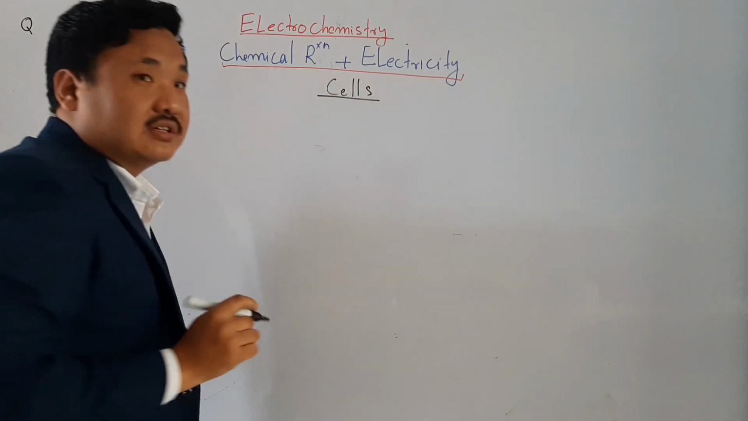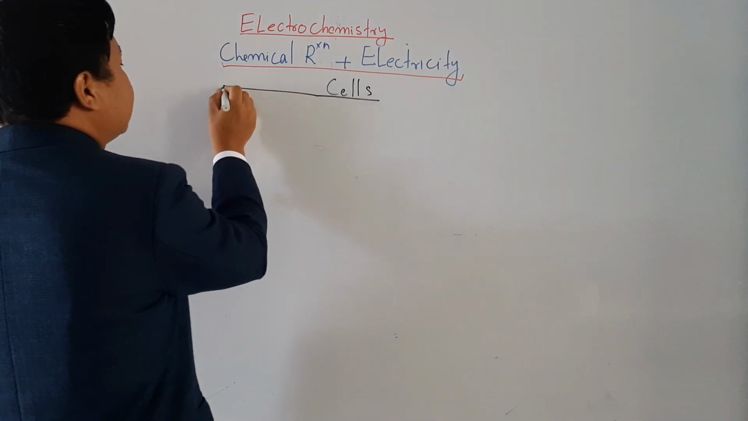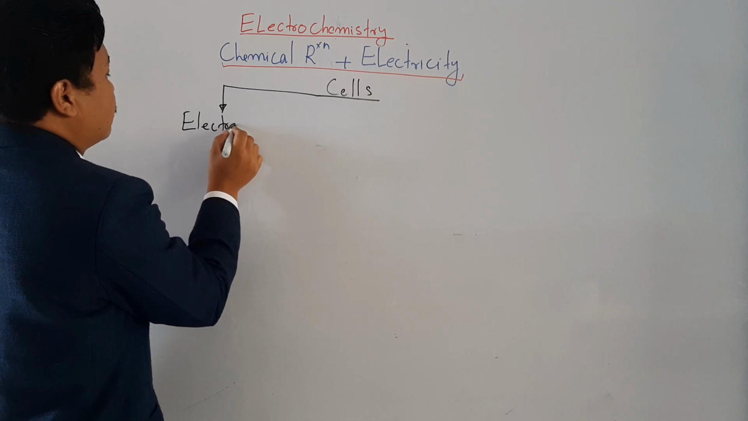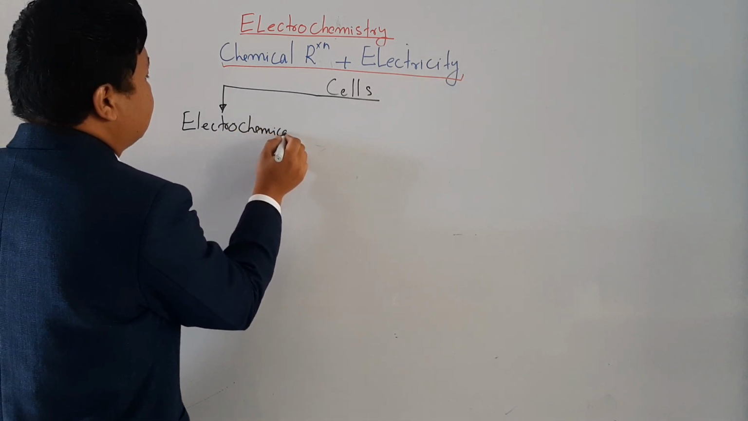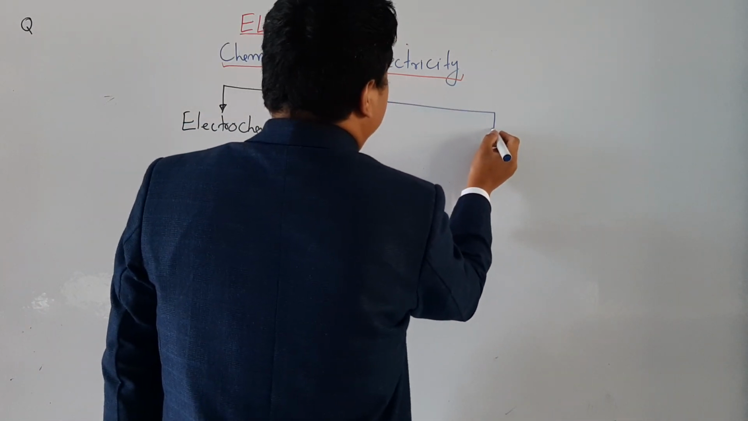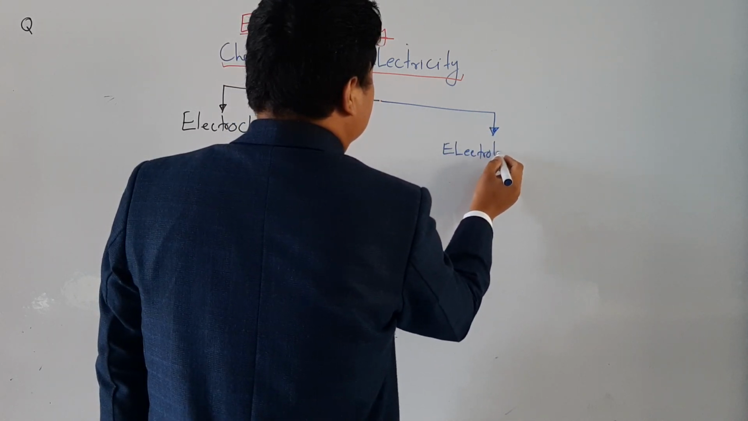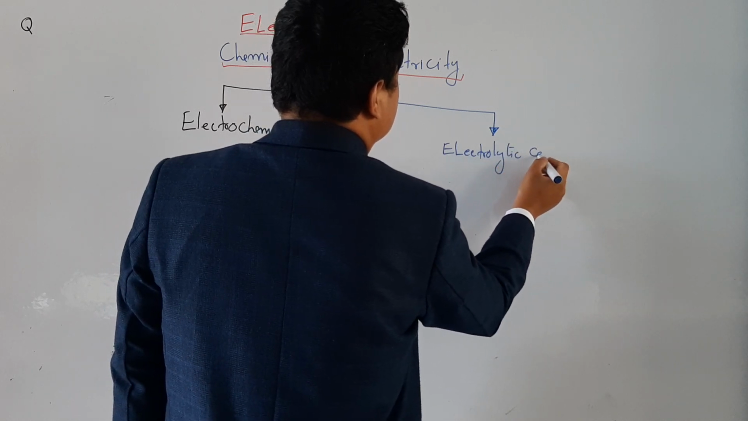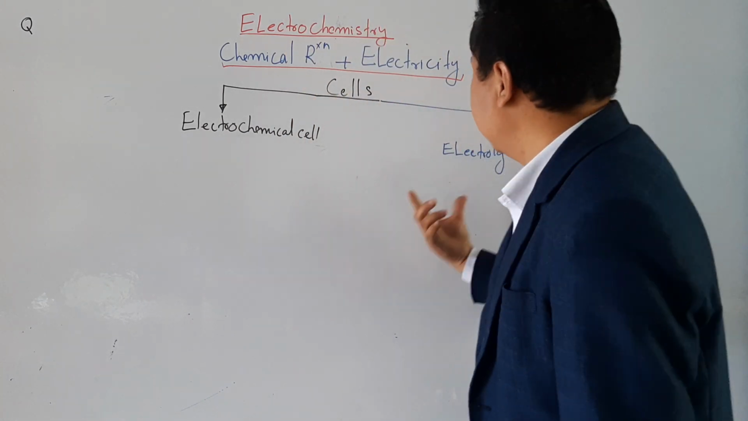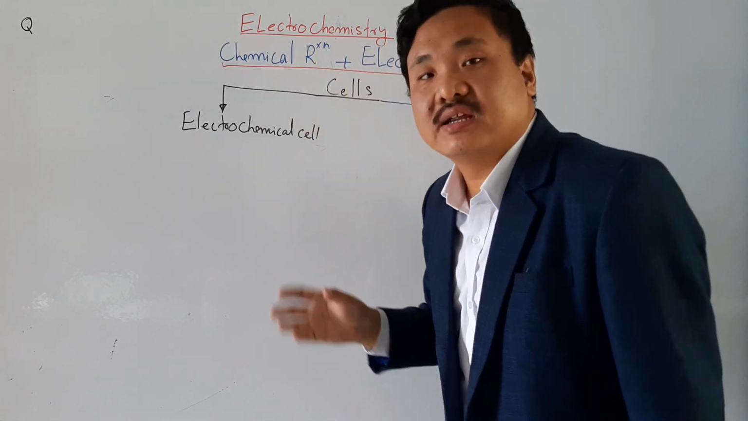These cells are divided into two categories. Number one is the electrochemical cell. The other part of the cell is the electrolytic cell. So one cell we got is the electrochemical cell and the other is the electrolytic cell. In both the cells there is electricity and chemical reaction involved.